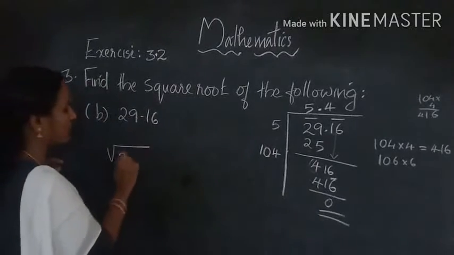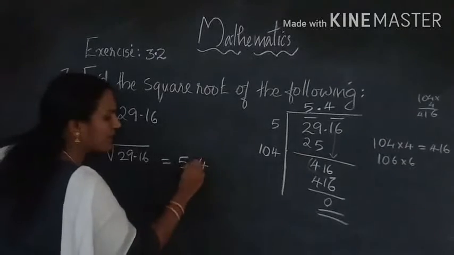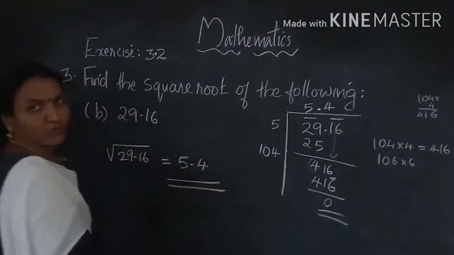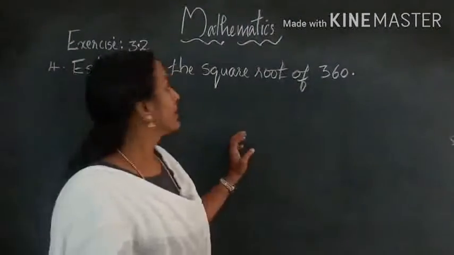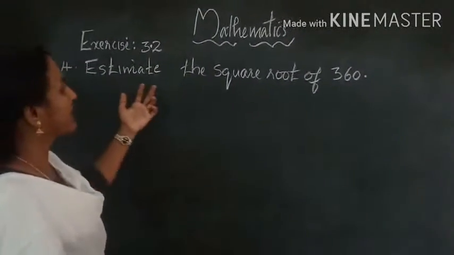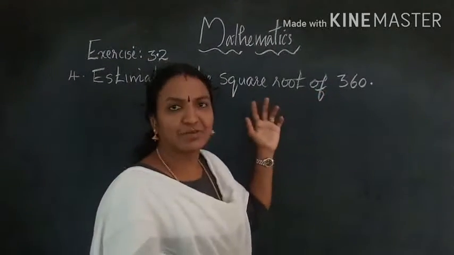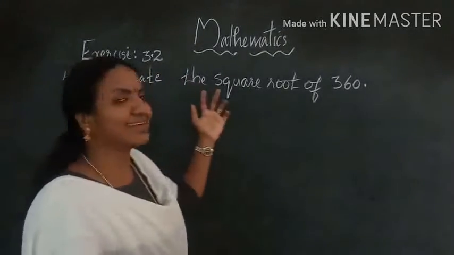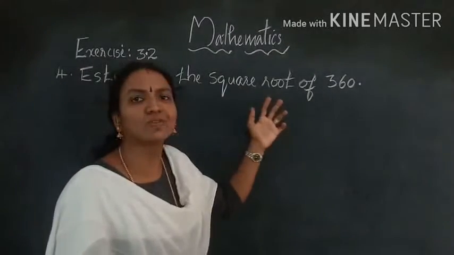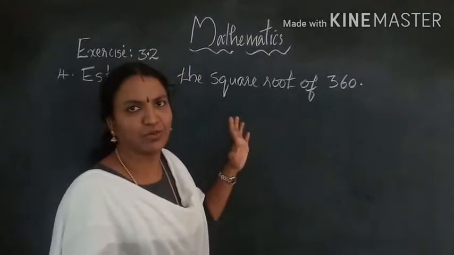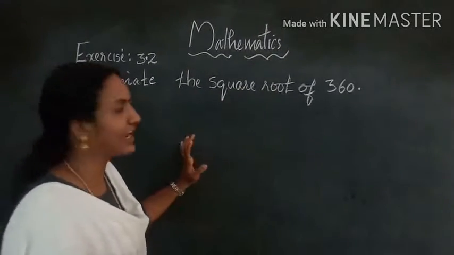So square root of 29.16 is equal to 5.4. Next question, question number 4. Estimate the square root of 360. Estimation means it's not an accurate value. It's a value that is close enough to the accurate value. We have to find the estimation of the square root of 360.